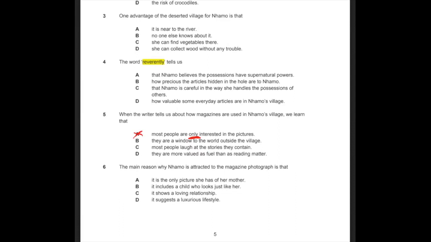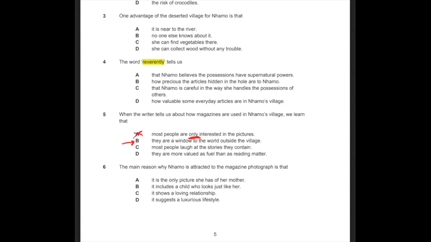We learned that they are a window to the world outside the village. This is a much better answer. It's the correct answer for question 5, because the villagers basically get to see how things are outside the village, right? They get to see things like gardens and cars. They get to see pictures of clothes and houses. These are the things that they may not have within this village, which is why it's a window to the world outside the village itself.